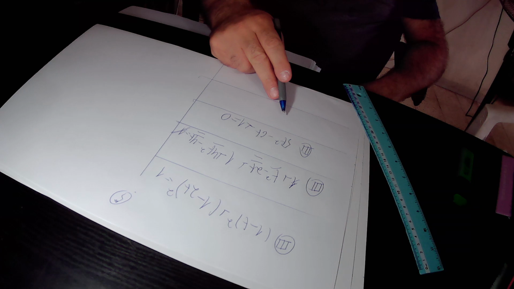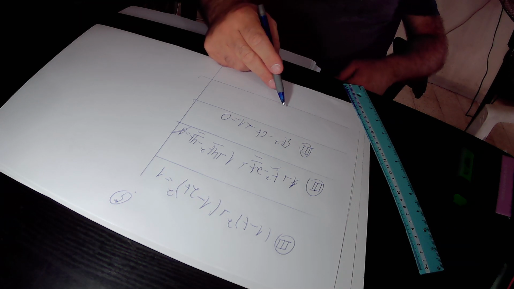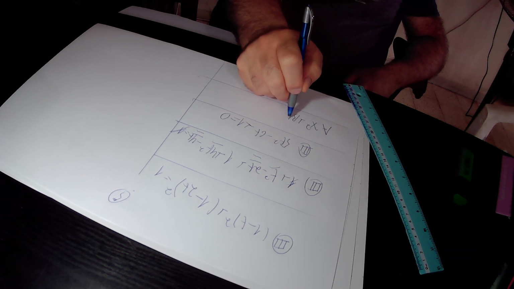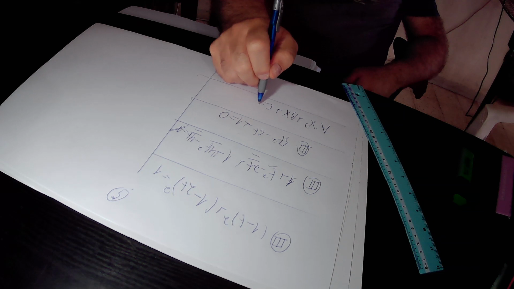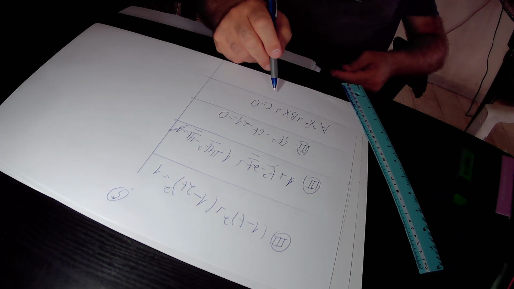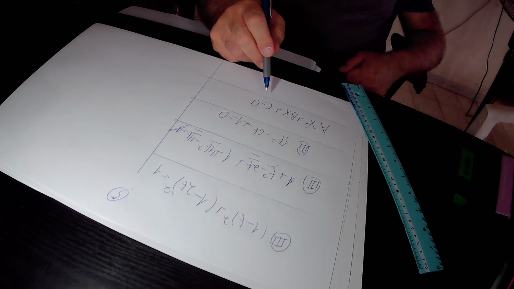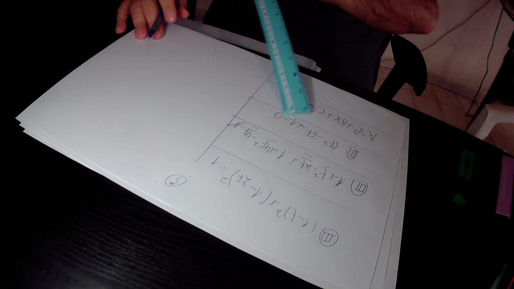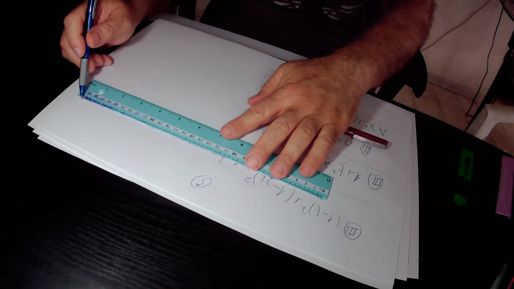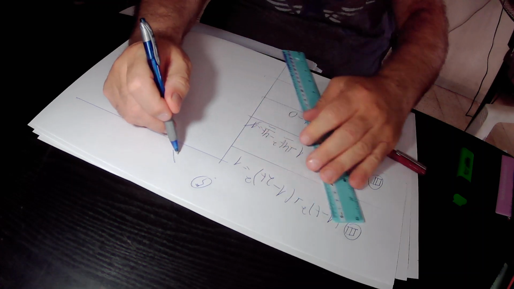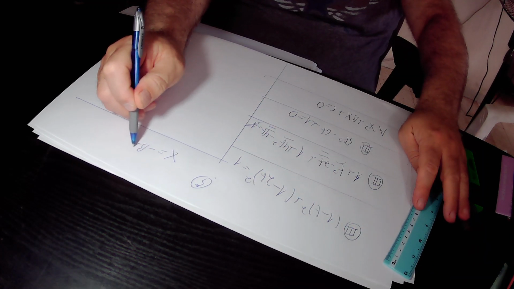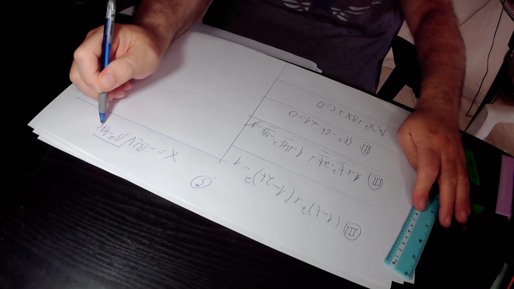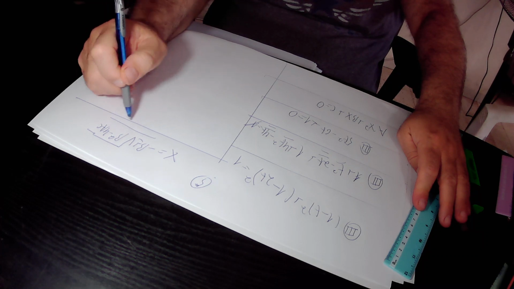So this is a quadratic equation, and the general form of a quadratic equation is ax squared plus bx plus c equals 0. In this general formula, a, b, and c are the coefficients of the quadratic equation, and x is the variable that we are looking for. We find the value of x according to the following formula: x equals minus b plus minus square root of b squared minus 4ac, over 2a.